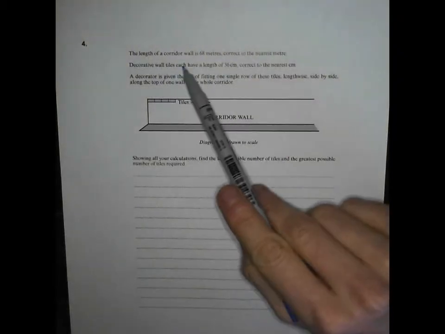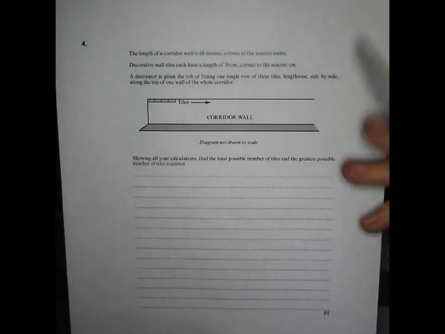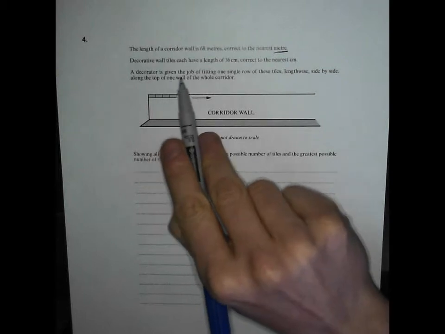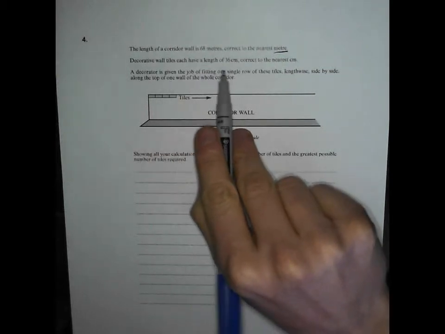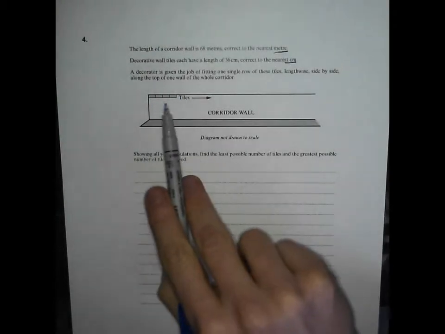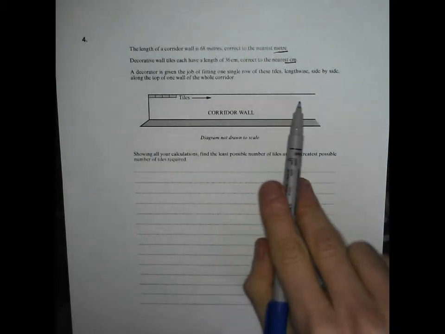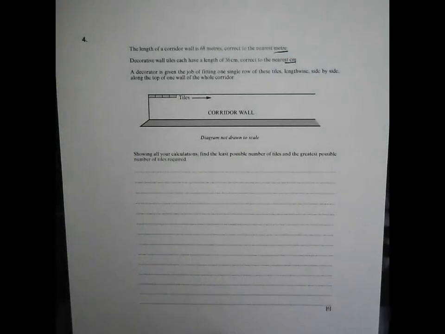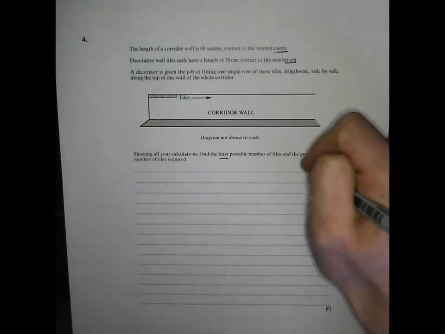We've got the length of a corridor wall is 68 metres, correct to the nearest metre. We've got decorative wall tiles, each have a length of 36 centimetres, correct to the nearest centimetre. A decorator is brought in and given the job of fitting one single row of these tiles lengthwise, side by side, along the top wall of the whole corridor. Showing all your calculations, find the least possible number of tiles and the greatest possible number of tiles.